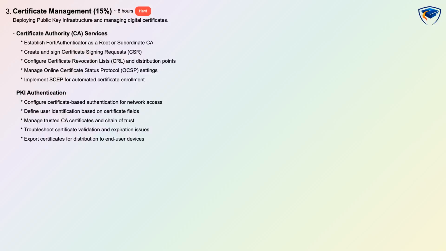You will learn to establish FortiAuthenticator as a root or subordinate certificate authority, create and sign CSRs, and manage CRLs and distribution points. The course covers OCSP settings and using SEP for automated certificate enrollment. You will also configure certificate-based authentication, define user identification from certificate fields, manage trusted CA chains, troubleshoot validation and expiration issues, and export certificates for end-user devices.